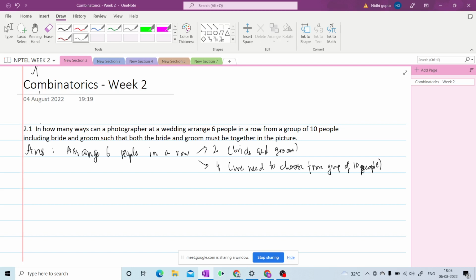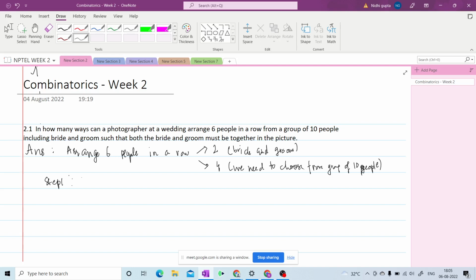We can make one group of bride and groom, and considering it as one, the rest we can arrange, then multiply by 2 factorial, because the bride and groom can interchange. Yes, very good. So what is the first step? He is right.